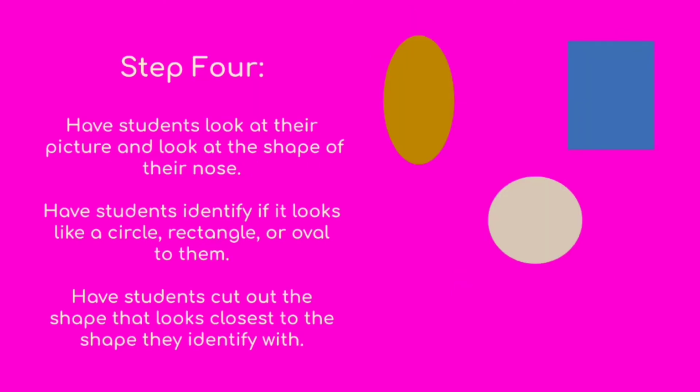Step 4, have students look at their picture and look at the shape of their nose. And have students identify if it looks like a circle, a rectangle, or an oval to them. And then have students cut out the shape that looks closest to the shape they identify with. You all are doing a great job so far.